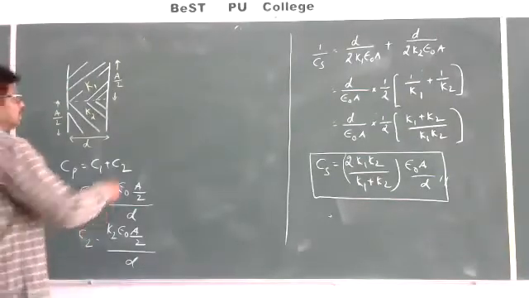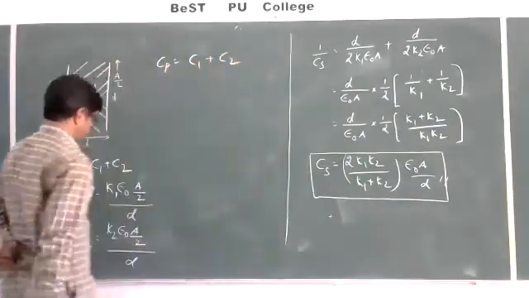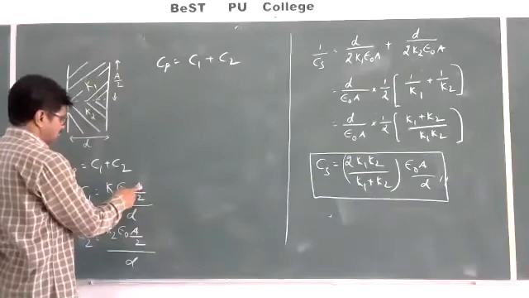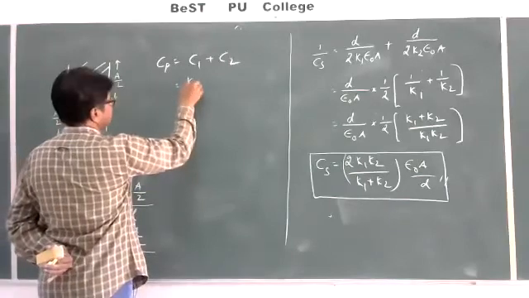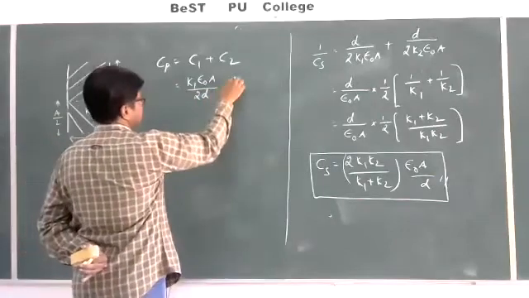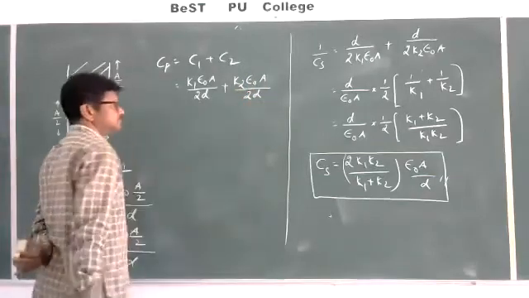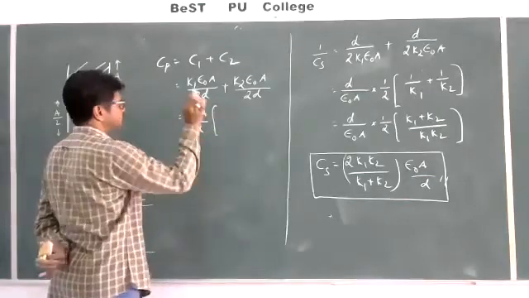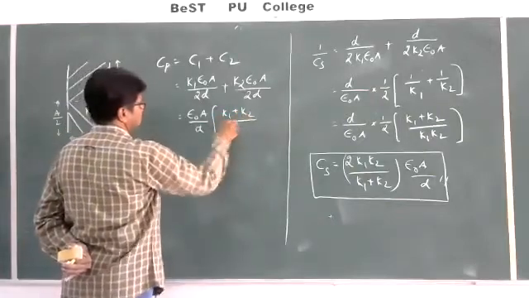Next, therefore the effective capacitance Cp is equal to C1 plus C2. Now here I can take a common of epsilon naught A by 2D. Otherwise I will put one more step for your convenience: K1 epsilon naught A by 2D plus K2 epsilon naught A by 2D. If I take a common of epsilon naught A by D, then we are going to have K1 plus K2 by 2.